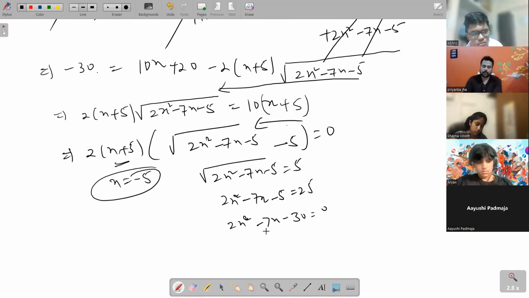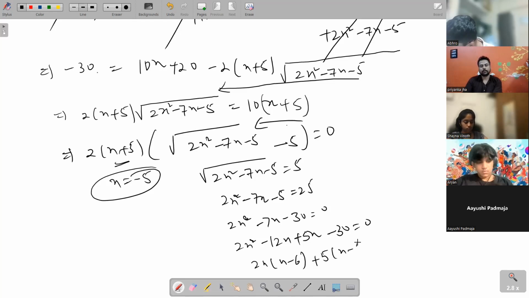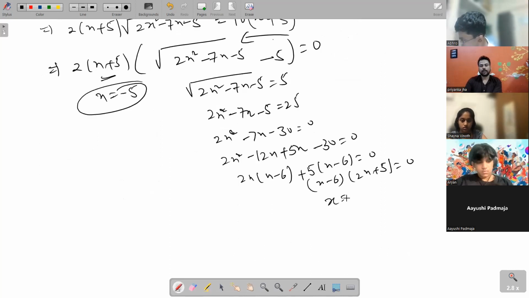Now factorize this: minus 12x plus 5x. From here we will get 2x, x minus 6. So either x minus 6 or 2x plus 5. Now we have to check that.